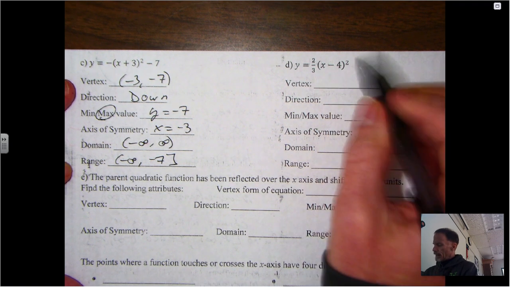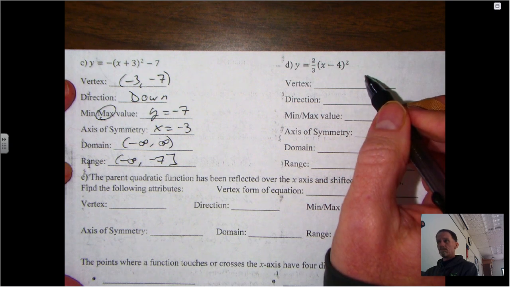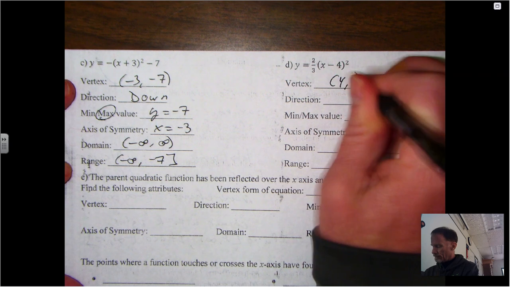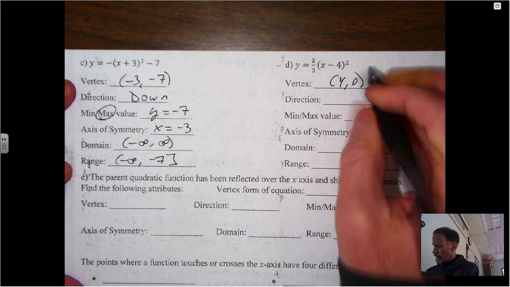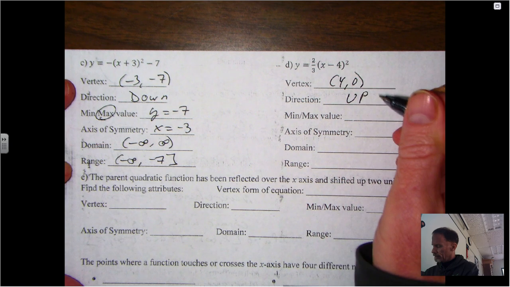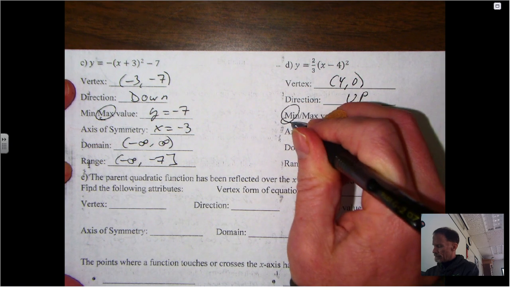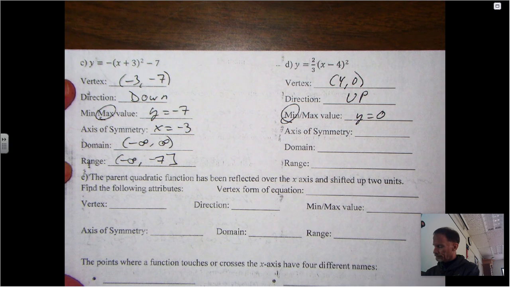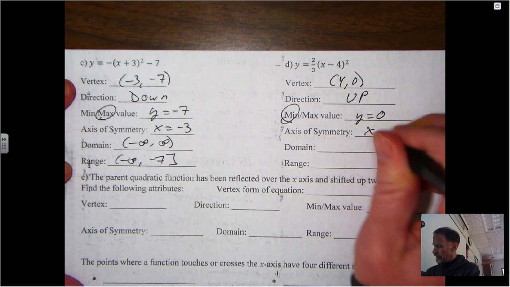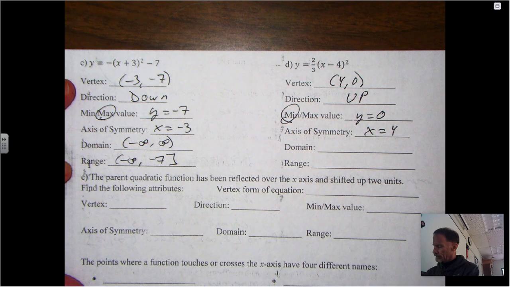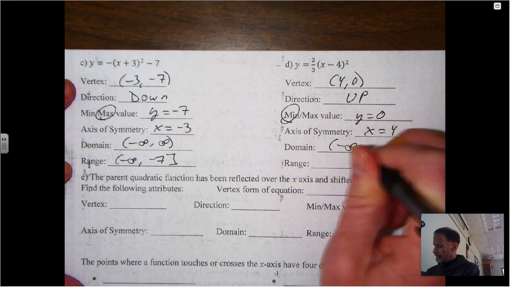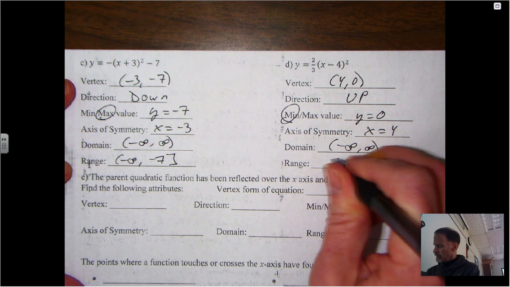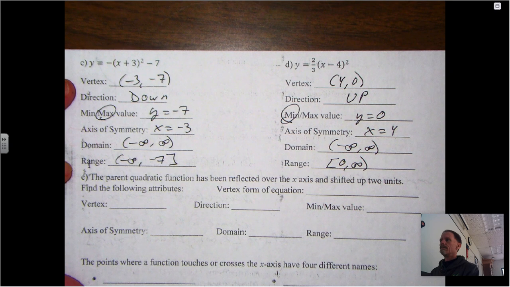For part D, by the way, don't be afraid of 0, because if there's nothing out there, then it's 0. So my vertex here is (4, 0). Direction going up, a is positive. Since it's going up, it's a minimum value at y equals 0. Again, that k value. Axis of symmetry, x equals 4. Domain and range, 0 to infinity.